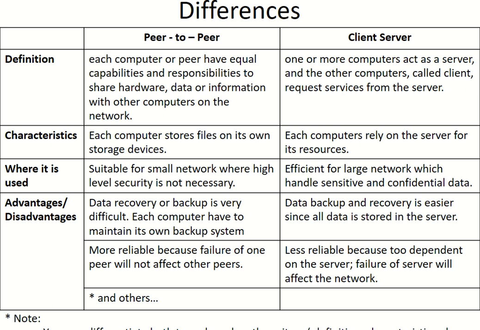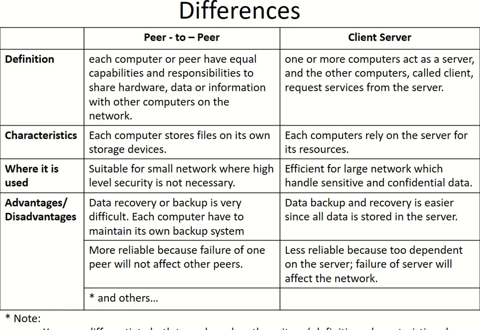Where it is used: peer-to-peer is normally suitable for a small network where a high level of security is not necessary. Compared to client-server, which is efficient for a large network that handles sensitive and confidential data. So for client-server, we must have a data administrator to monitor and manage everything in the network.